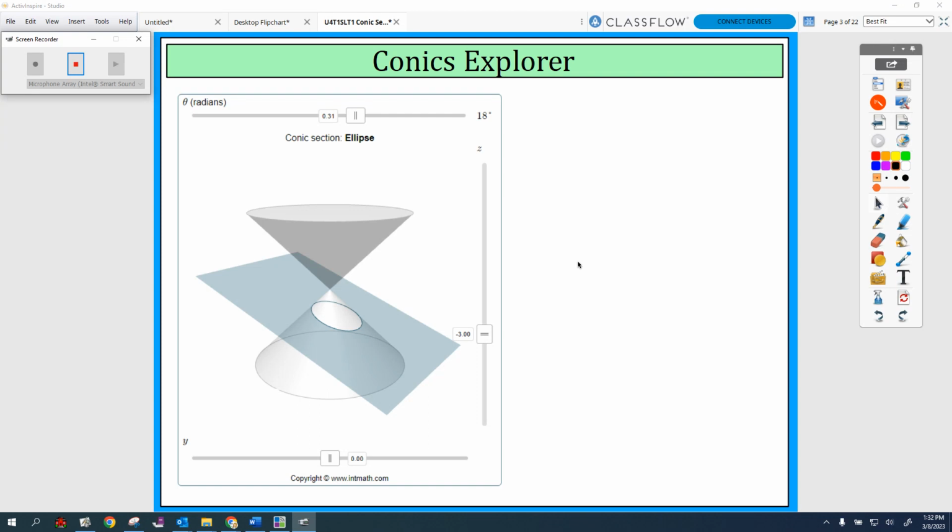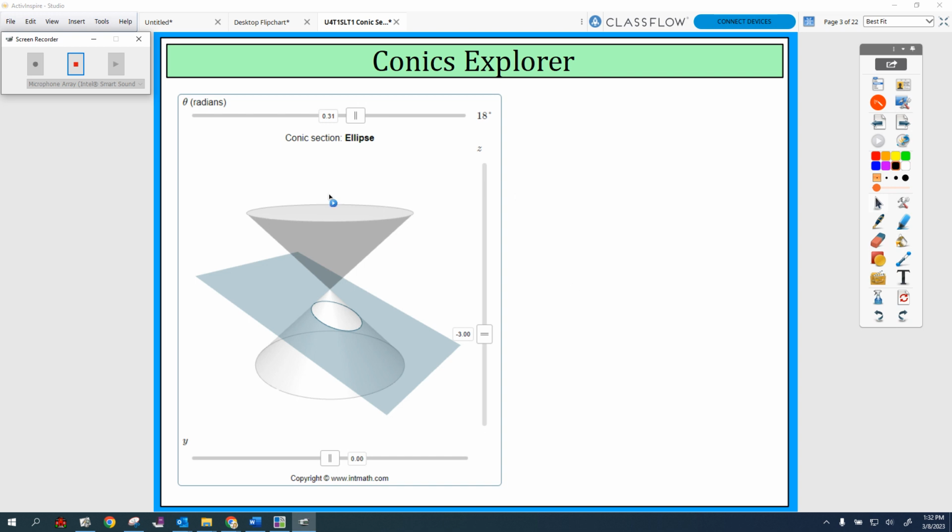All right, so hopefully you've had a chance to take a look at the warm-up and think about what cross-sections of a cone might look like. Today, we're going to explore what these cross-sections look like. It's the beginning of our conics unit, which conics are formed by cross-sections of what we call a double cone, where they are joined at the apex.